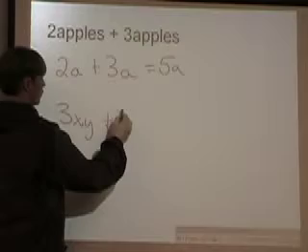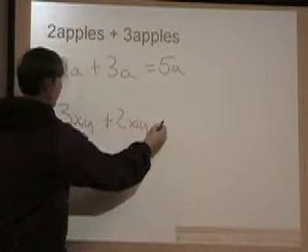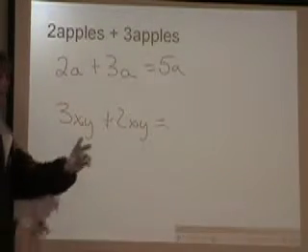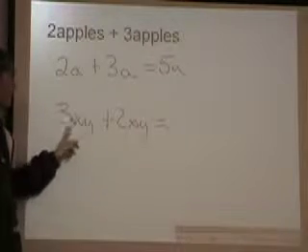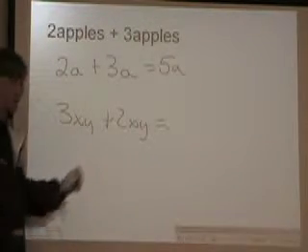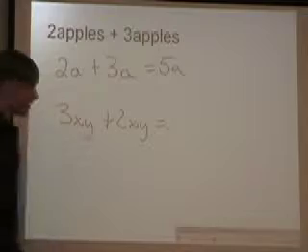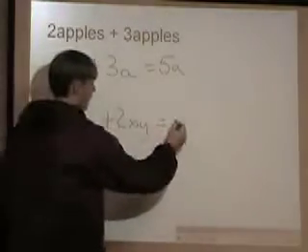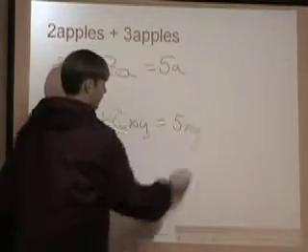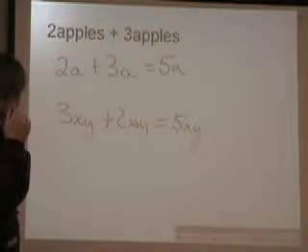Okay, so what if I have 3xy plus 2xy? What's that going to be? Now, hold on, let me ask you a question. Are my variables the same? Yes, sir. Are my exponents the same? Yes, sir. So I can say 2 plus 3 is 5xy. You are combining like terms.